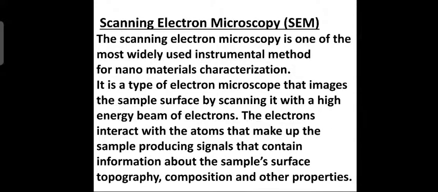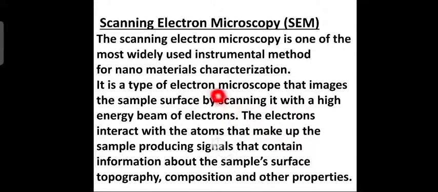Now, scanning electron microscopy, that is SEM. The scanning electron microscopy is one of the most widely used instrumental methods for nanomaterials characterization. It is a type of electron microscope that images the sample surface by scanning it with a high energy beam of electrons. The electrons interact with the atoms that make up the sample, producing signals that contain information about the sample's surface topography, composition and other properties.